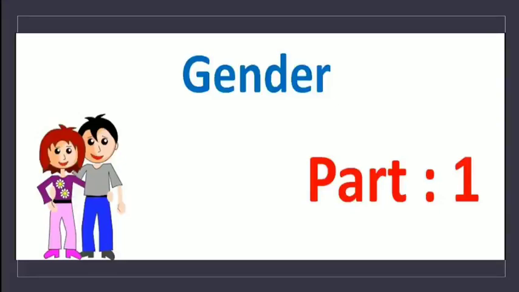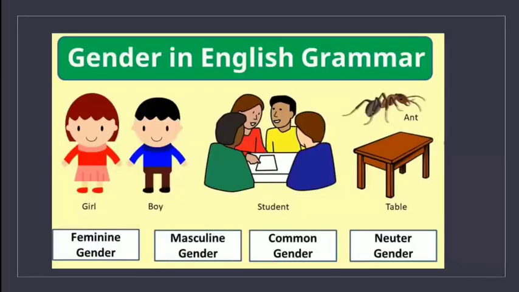So, let's start. There are four types of gender in English grammar. First is feminine gender, second is masculine gender, third is common gender, and fourth is neuter gender. So here comes the first, feminine gender. Feminine gender is used for women, girls, or female animals. Okay, we use it for women, girls, or female animals.